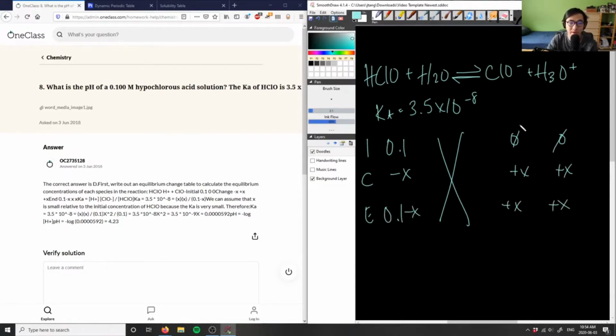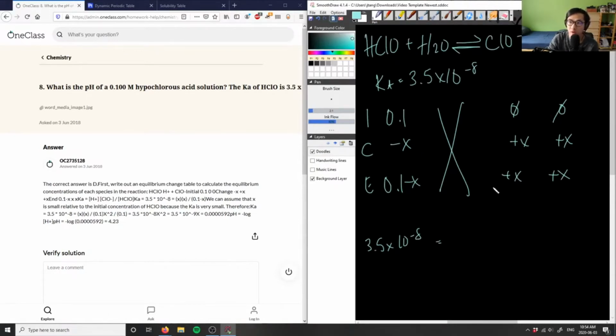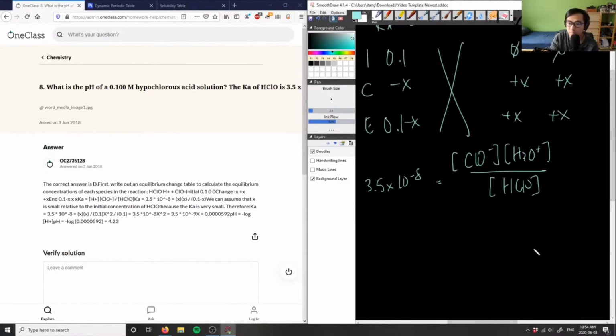So what we can do is write out our equilibrium equation, right? So we have Ka, which is 3.5 times 10 to the negative 8. It's going to equal the concentration of our products, ClO⁻ and H3O⁺, over our reactant, which is HClO. It's going to equal x times x over 0.1 minus x, so x squared over 0.1 minus x.